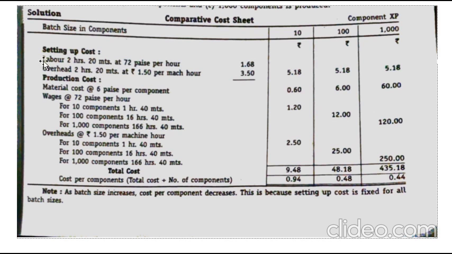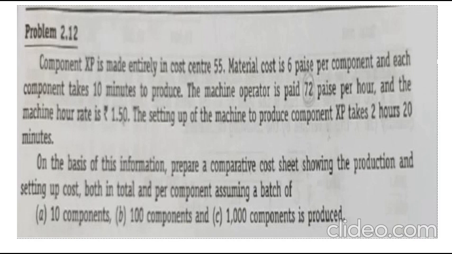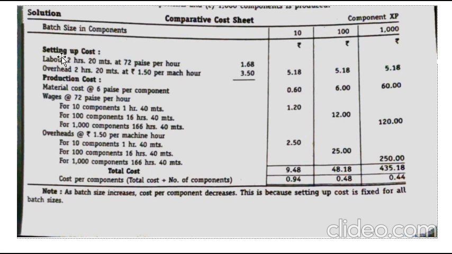Other overheads, these overheads can be any expenses which are related to the machine. Now the labor rate is given in the question. The machine operator is paid 72 paise per hour and the machine hour rate is rupees 1.50, and setting up the machine to produce component XP takes 2 hours 20 minutes. Now, setting up cost, as it is the first expense incurred for the production step, we will be taking setting up cost.